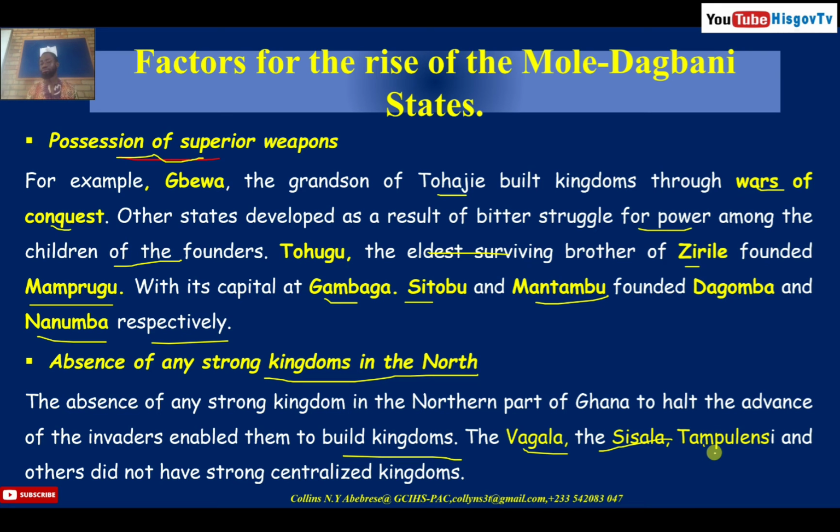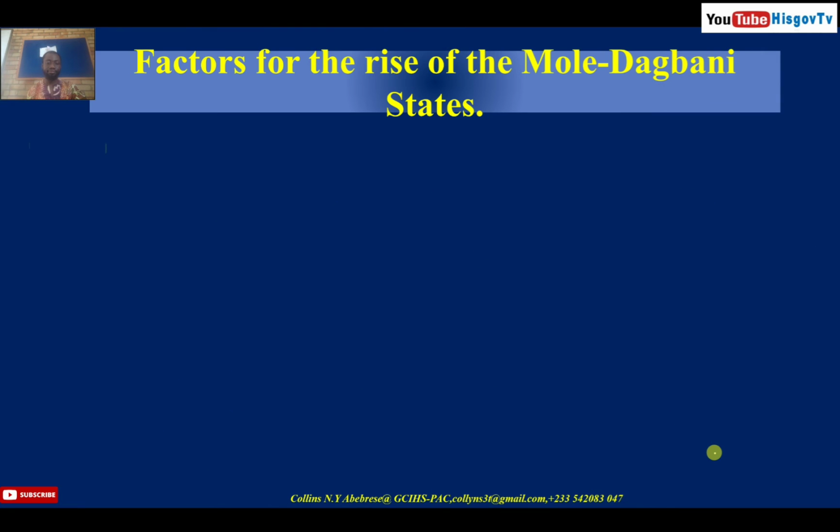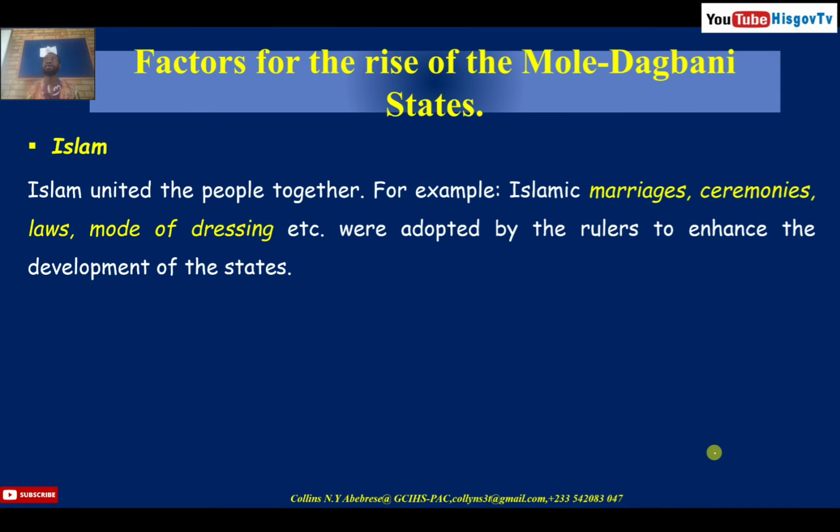Okay? And so, there wasn't any strong kingdom, and therefore, it was easy for them to expand in that area. Good. Let's look at more. Islam, the introduction of Islam from the Hausa traders.